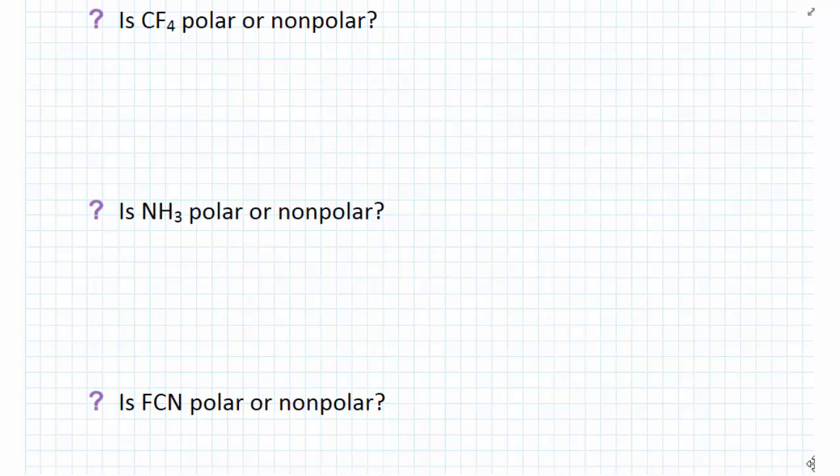If you're ever asked on an assignment or a quiz or something like that if a molecule is polar or nonpolar, this is what you do. You draw its structure with the correct shape, with the proper perspective, draw the arrows on the bonds, and then figure out if the arrows cancel out or if they add up to something overall.